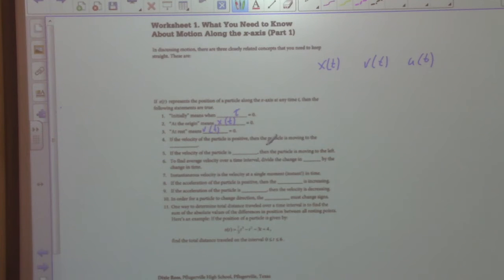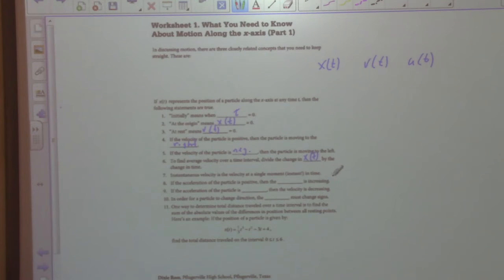If the velocity of the particle is positive, then the particle is moving to the right, assuming we have left and right along the x-axis, which is what we usually see. If the velocity is negative, the particle moves left. To find average velocity over an interval, divide the change in what by the change in time? The change in x of t by the change in time. Instantaneous velocity is the velocity of a particle at a single instant in time.